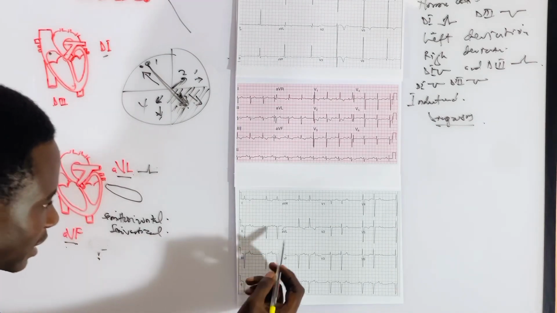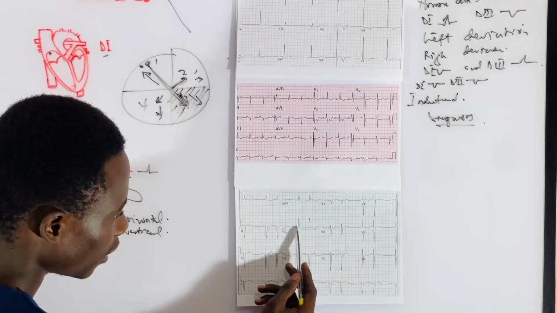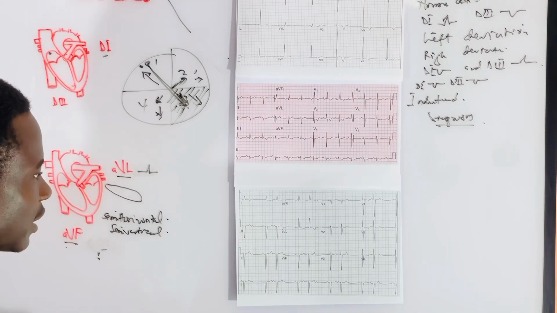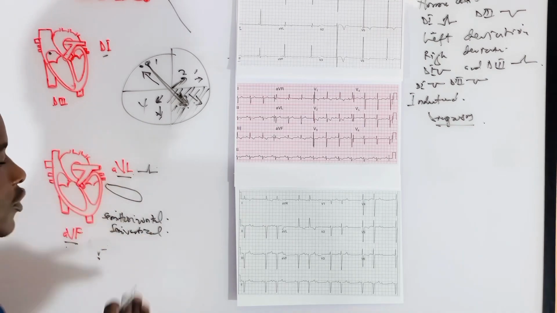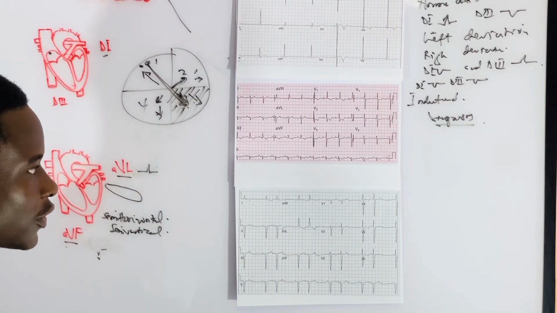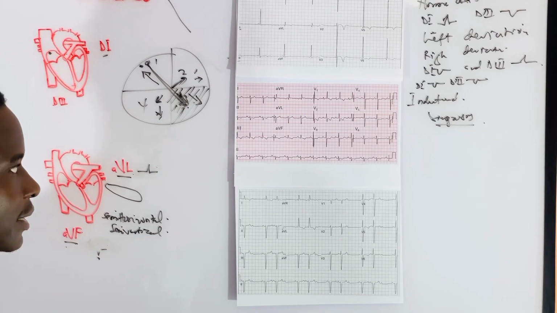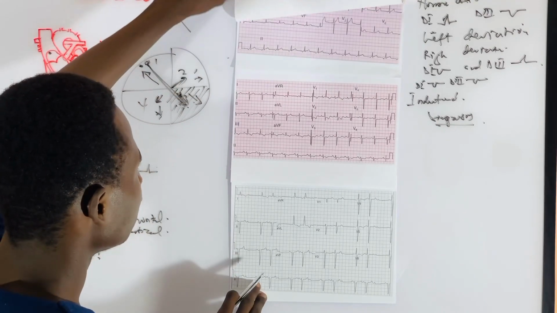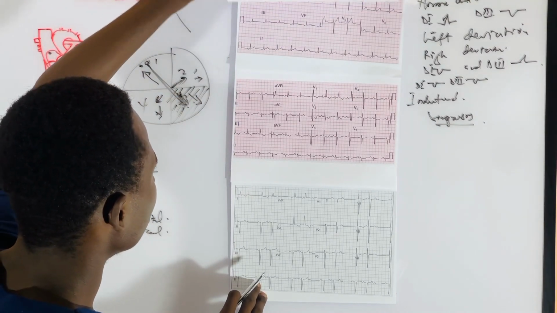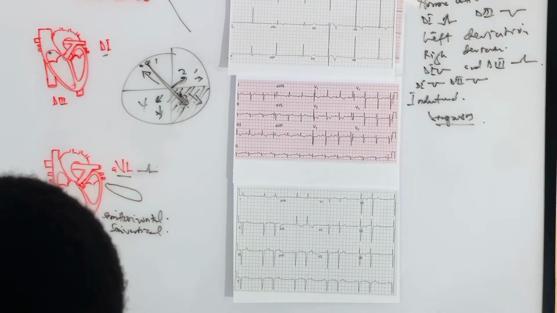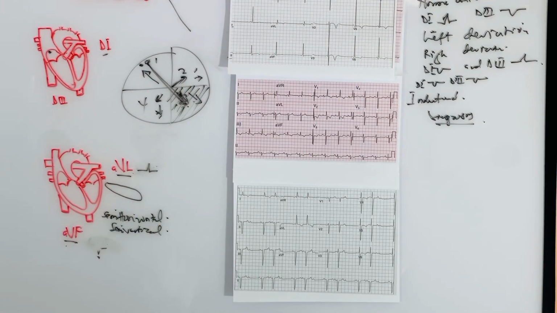Now, let's check this one too. The AVL is positive and then the AVF is negative. So we say the heart is in the horizontal form. So the position is horizontal. Are you clear with it? Now, let me check if I can get the semi one. If I can get a graph which is a semi.